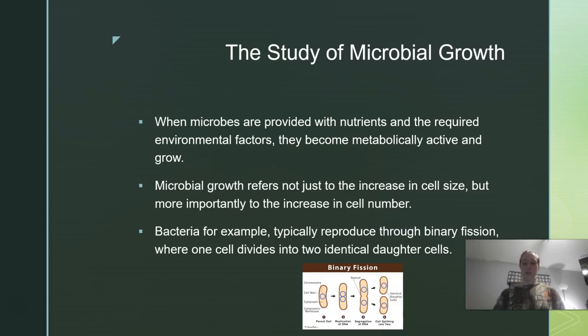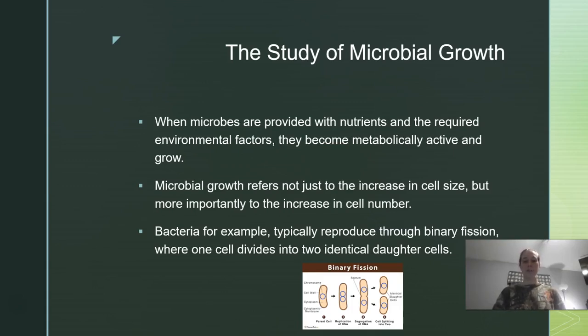When bacteria are grown in a controlled environment, such as a laboratory culture, they follow a predictable pattern called the bacterial growth curve, which consists of 4 phases, and we're going to talk about that shortly. I did go over binary fission, but I want to go over that again.